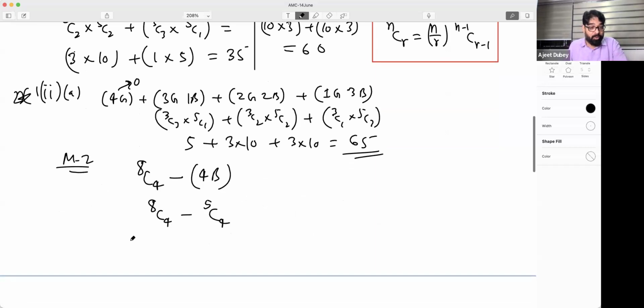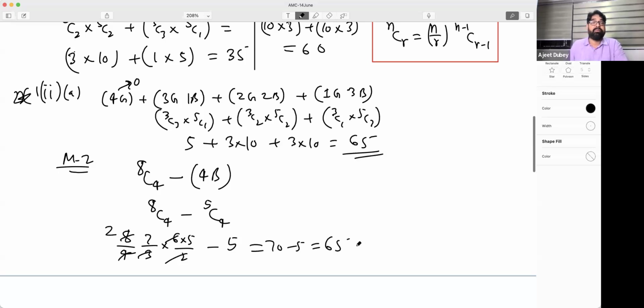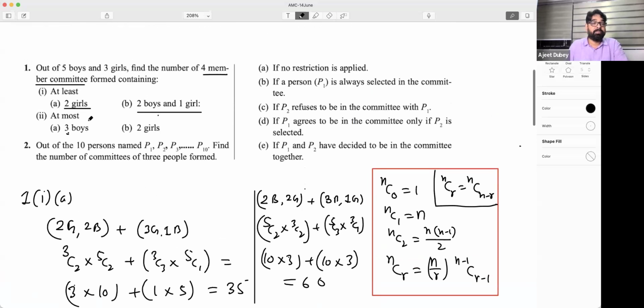Let's calculate the value. 8C4, how will we calculate? I will just break it. 8C4, I can write 8 by 4 into 7C3. That I can write 7 by 3 into 6C2. And 6C2, I can write 6 into 5 by 2. Minus 5C4, which is same as 5C1, means 5. So 3 into 2, 6 cancel. 4 into 2. And this will become 70. 70 minus 5 is equal to 65. So the answer of this part will be 65.